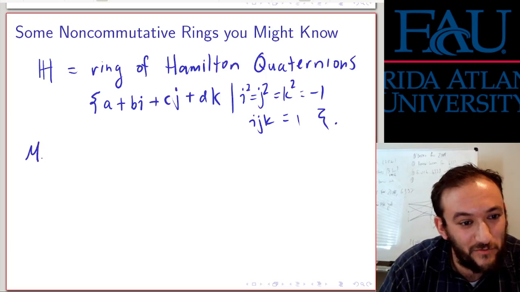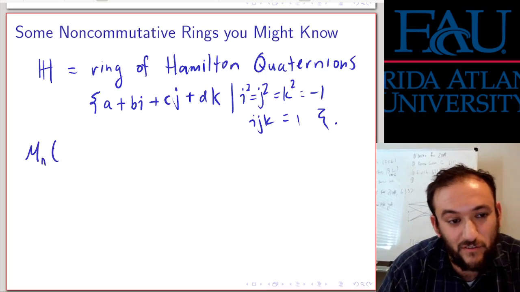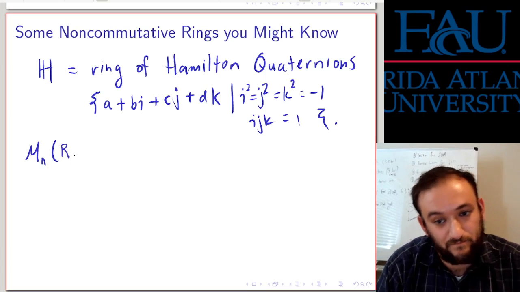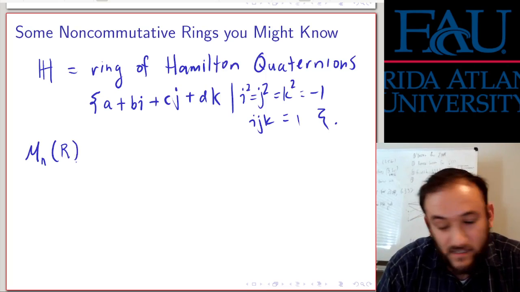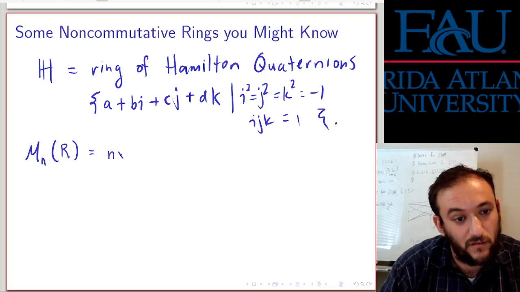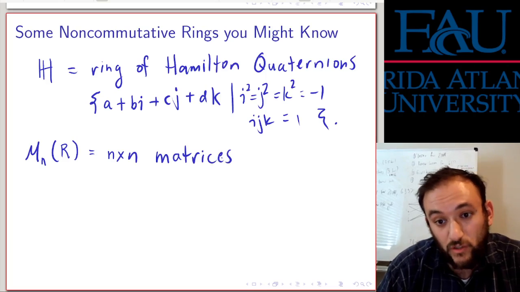Another non-commutative ring is the set of n by n matrices with entries in R, where R is some ring. Okay, so these are well known not to commute.